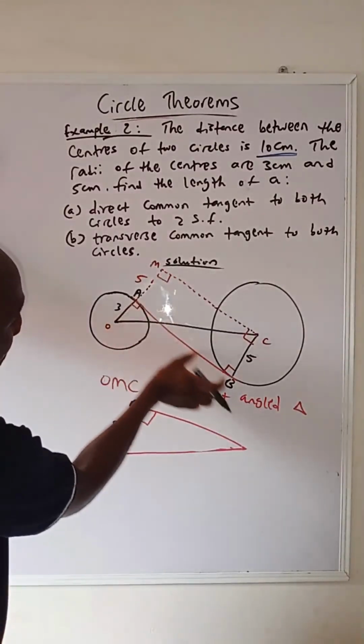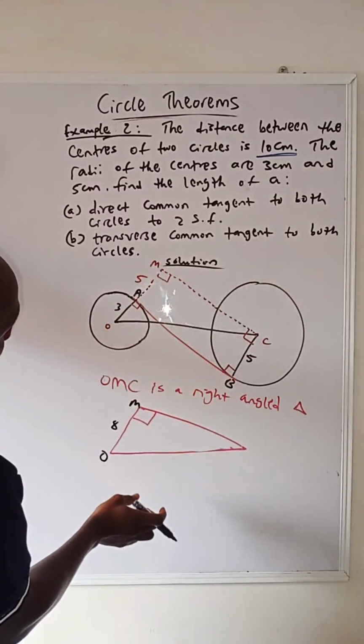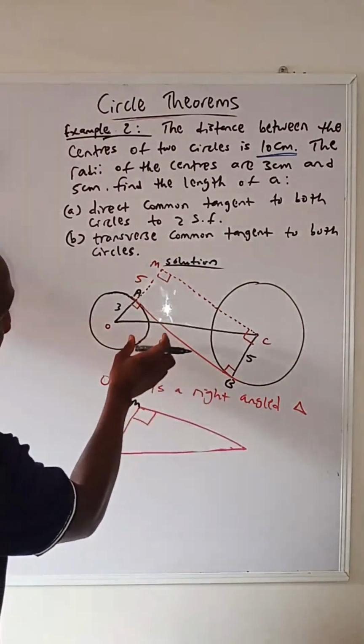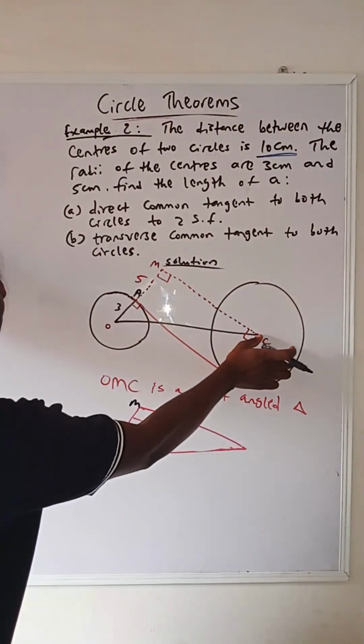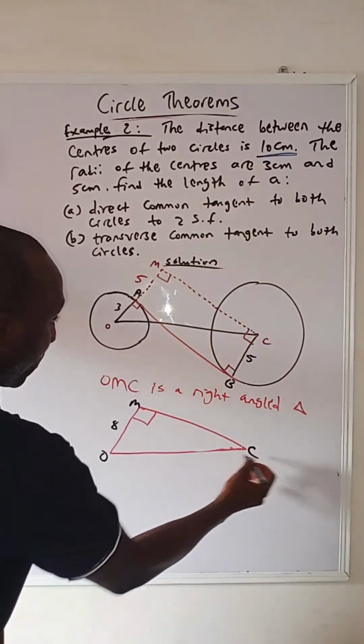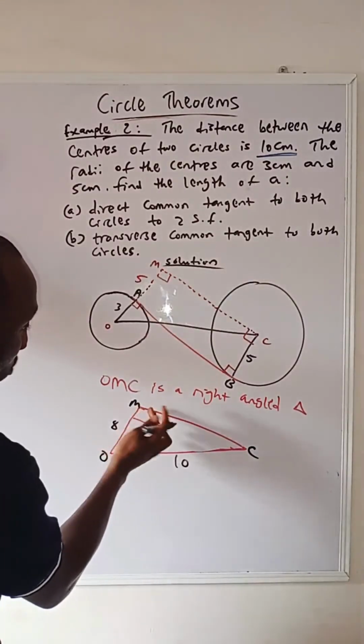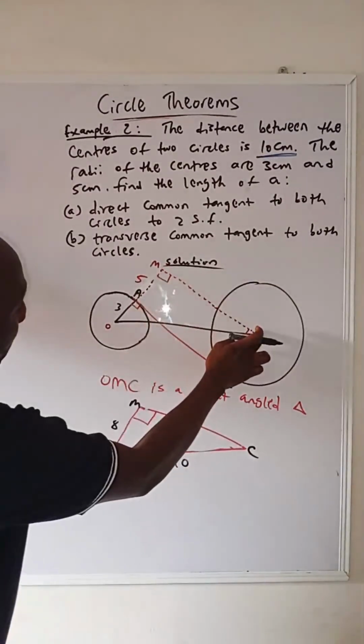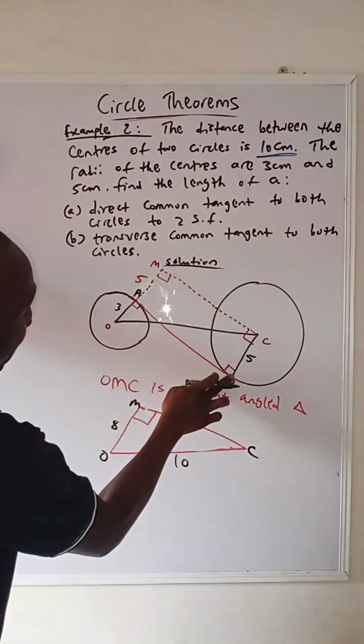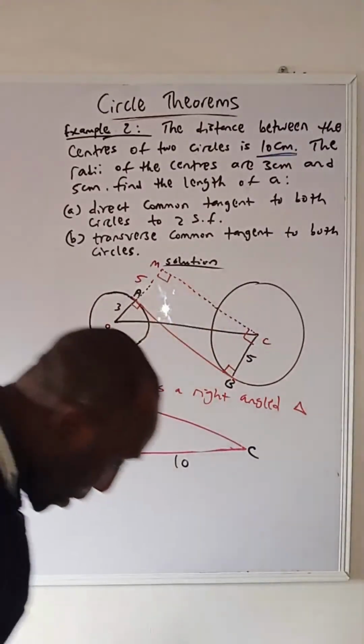And if AB, what's AB? No, we don't know what AB is, but we know what OC is. OC is 10. So this is 10. All right. We are trying to get MC. MC is parallel to what? AB, and they're equal because they form a rectangle.